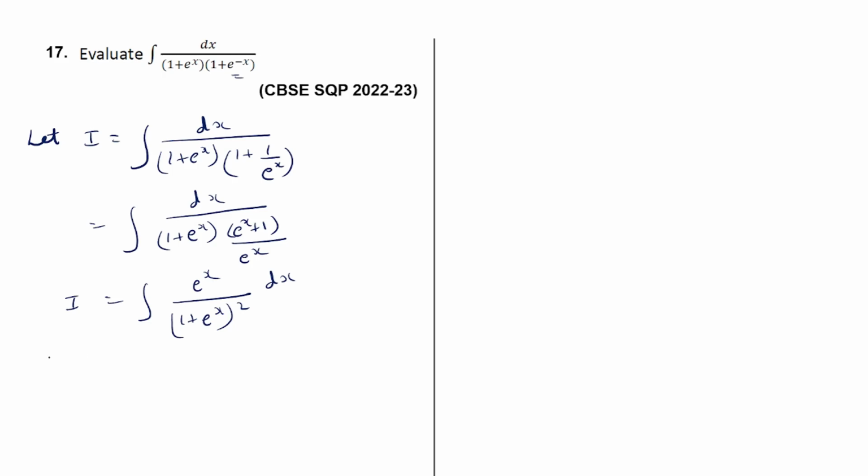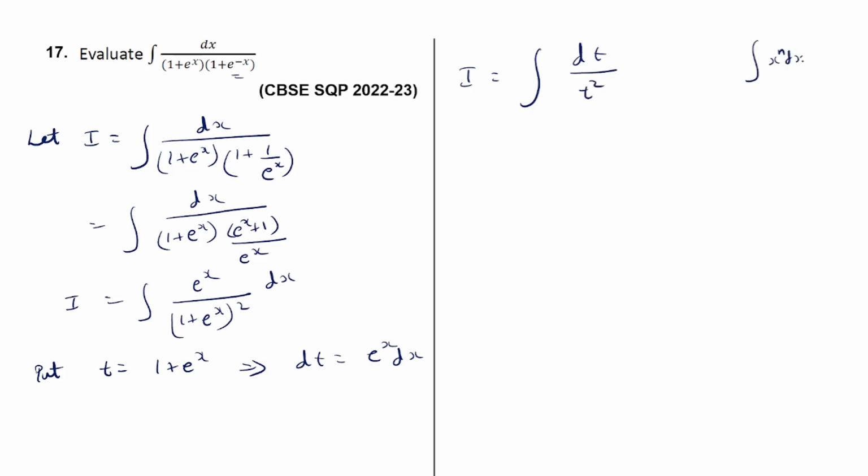Now we can make the substitution, put t equal to 1 plus e raised to x. As a result, we get dt equal to e raised to x dx. So the given integral becomes integral dt by t square. Now we know what is integral x raised to n dx. It is x raised to n plus 1 by n plus 1 plus c. Now this is integral t raised to minus 2 dt.